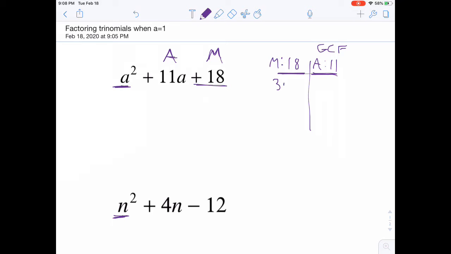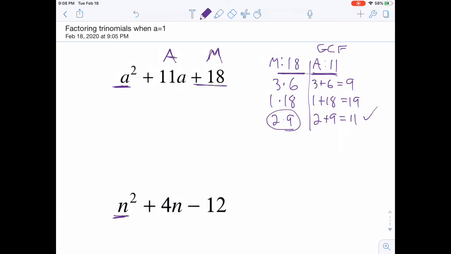So 3 times 6 gives me 18. But if I did 3 plus 6, that only equals 9, so that's not what I'm looking for. If I had 1 times 18, well, that equals 18, but 1 plus 18 equals 19. That's not what I'm looking for. And finally, 2 times 9 equals 18, and 2 plus 9 equals 11. Ding ding, that's what I'm looking for, which means my two factors are positive 2 and positive 9.